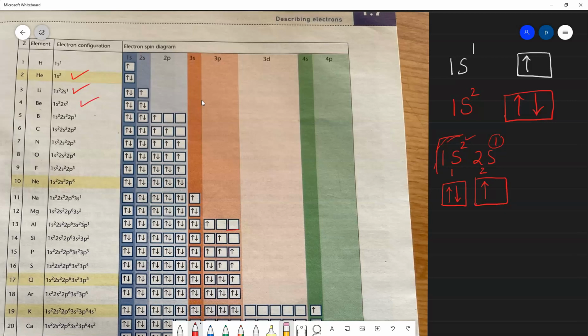Next is beryllium. Beryllium is 1s2 and 2s2. There is nothing in the p orbitals. So you show 2 electrons in the s orbital, this and that, and here there are 2 more electrons in the s orbital of the second shell, up arrow, down arrow, that's it.